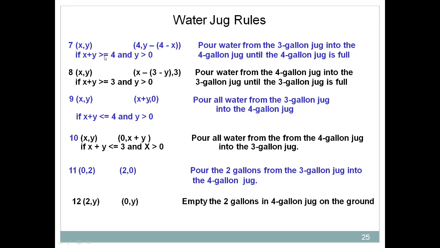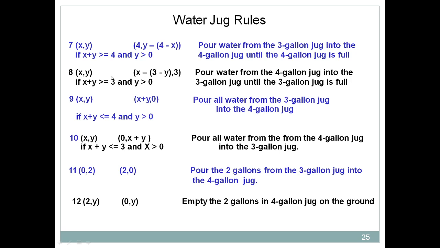Here we are transferring some water from the 4 gallon jug to the 3 gallon jug until the 3 gallon jug gets full. Again, initially x, y, and finally the reverse of this: x minus (3 minus y), and finally in y you will get 3 gallons of water. Again a similar condition: x plus y should be greater than or equal to 3, and sorry, here we want that the value of x should be greater than 0, because you are transferring the water from the 4 gallon jug to the 3 gallon jug.